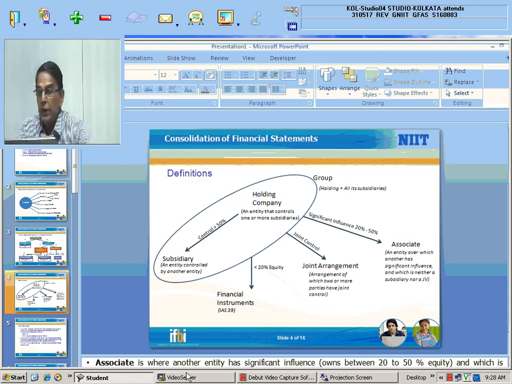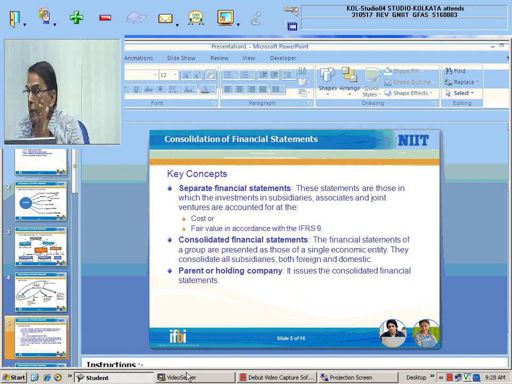Now some of the key concepts we'll come across is separate financial statements. These statements are those in which the investment in subsidiaries, associates and joint ventures are accounted for at the cost or fair value in accordance with IFRS 9. So these are financial statements in which the investments in subsidiaries, associates and joint ventures are accounted for at cost or at fair value in accordance with IFRS 9. This is the concept of separate financial statements.